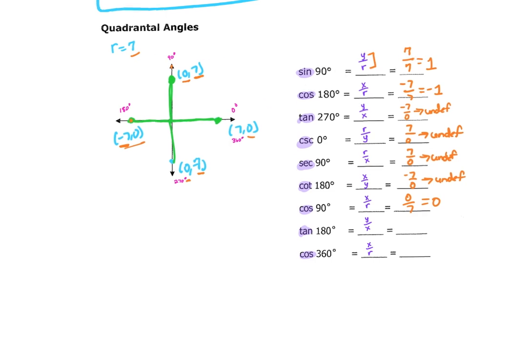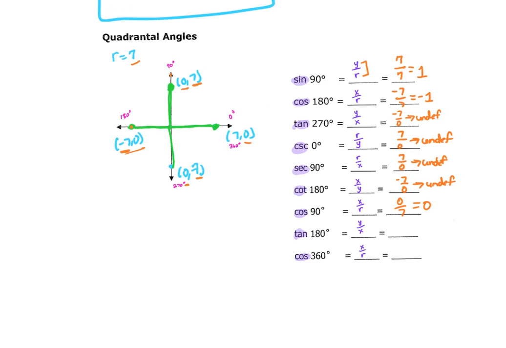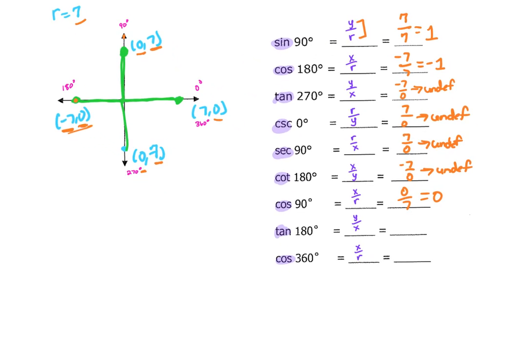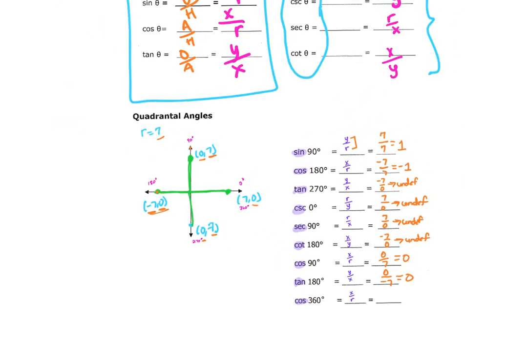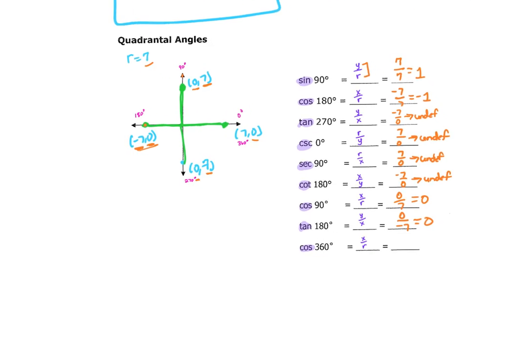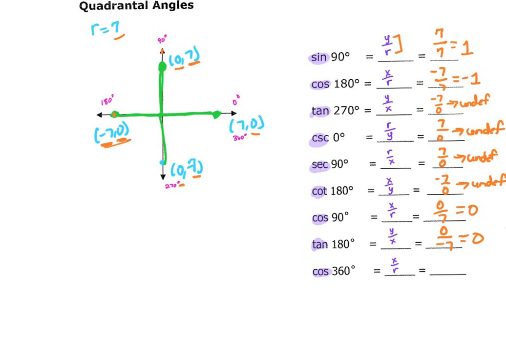For tangent of 180 degrees, tangent, we're going to do y over x. So we do 0 over -7, and we get 0. And lastly, the cosine. Cosine, we're going to memorize x over r. Cosine is x over r. We want to go to 360 degrees and look at the x coordinate and put that over the r, which is the 7, and so we get 1.